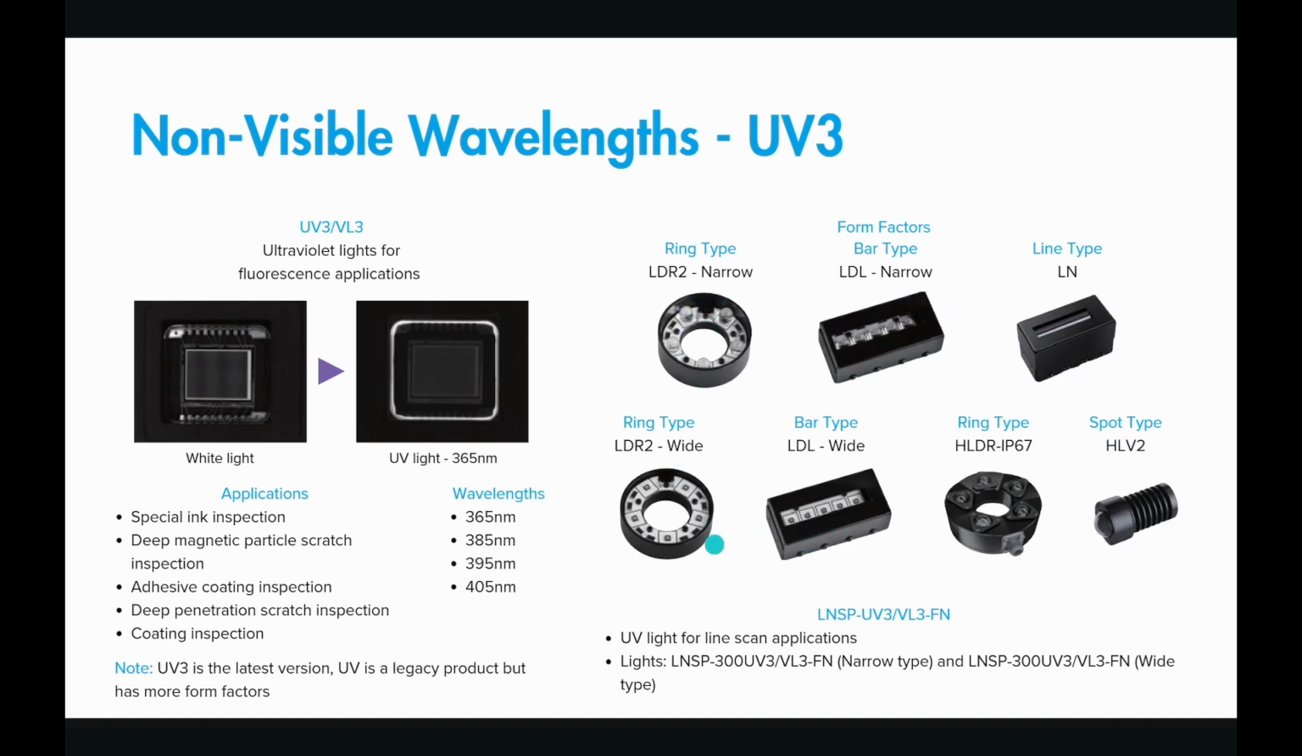but the reason for keeping UV in the catalog and not just going with the UV3 is the UV has more form factors than the UV3. So if there's a specific form factor that you are looking for that you don't see in the UV3, check out the UV section. It might have it. One thing to note though is the UV3 is going to be more intense than the UV, so you have to factor that in as well. And then the LNSP UV3, those are for line scan applications.